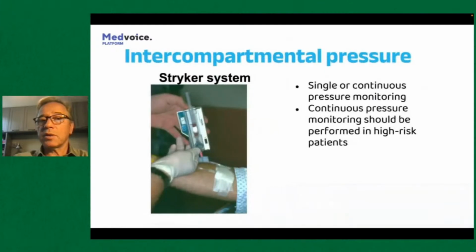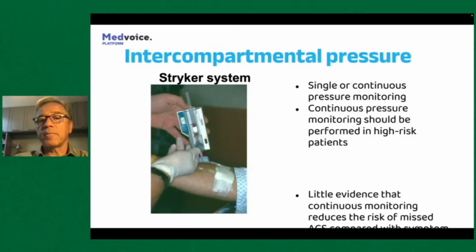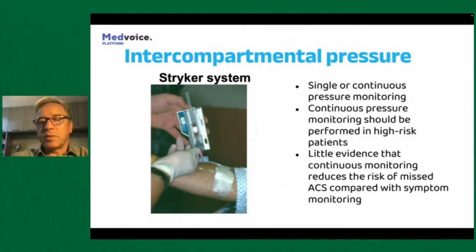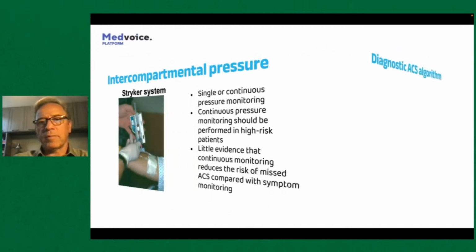Also, we can measure intracompartmental pressure with single or continuous pressure monitoring, and it needs to be done in high-risk patients with comorbidities like hemophilia, vascular injuries, open fractures, and so on. But little evidence exists that continuous monitoring reduces the risk of this syndrome compared with symptom monitoring.